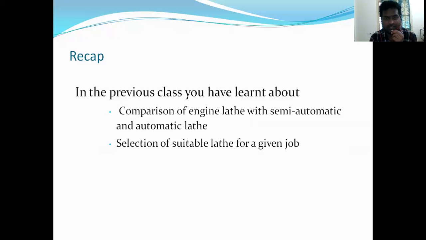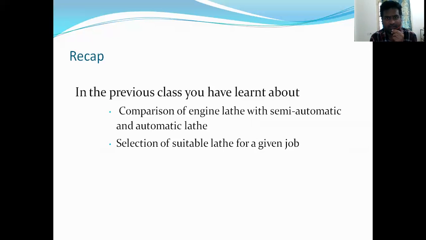So in automatic lathes, there is no human intervention. In semi-automatic lathe, for loading and for setting the tool and workpieces, human intervention is there. Whereas in engine lathe, the entire work is done by the human, right? Skilled labor: based on this point, skilled labor is needed in engine lathe. In automatic lathe and semi-automatic lathe, there is no need of skilled labor.